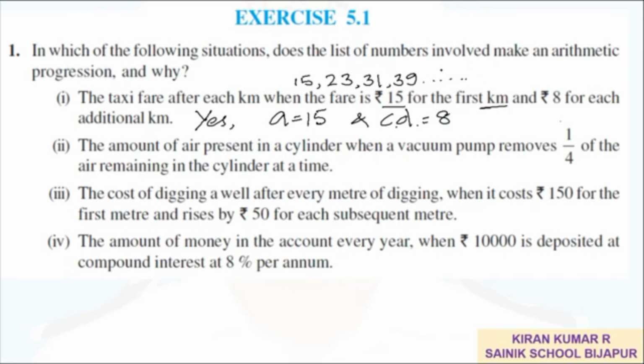So it forms an AP with the first term 15 and the common difference 8. If you look at the difference here, it is 8. Here also it is 8. Here also it is 8. So each time the difference we get between the succeeding numbers is 8. So it forms an AP.